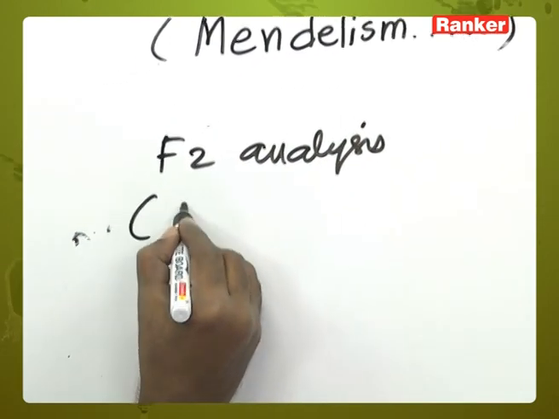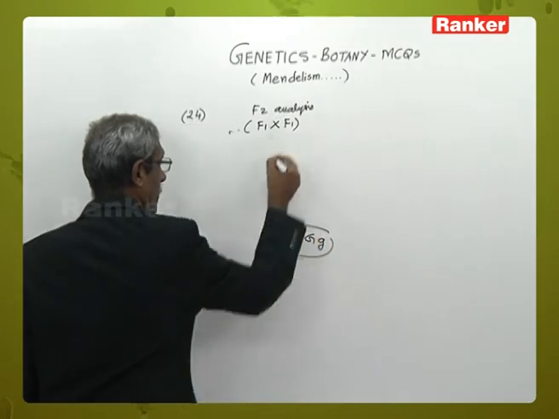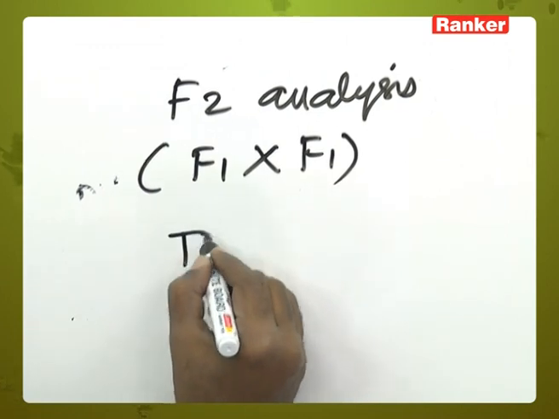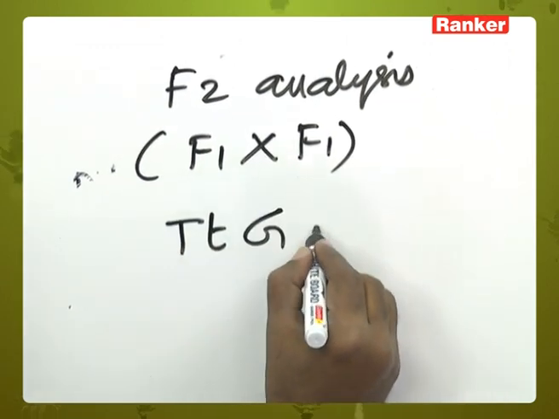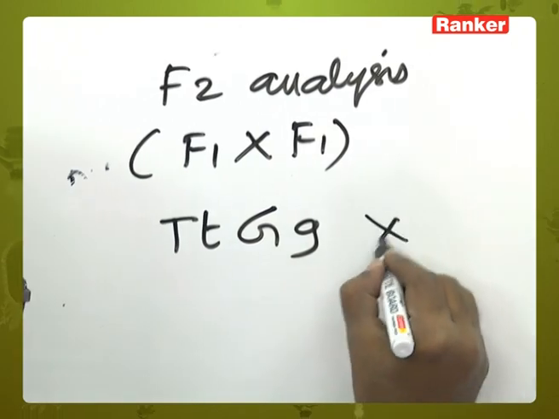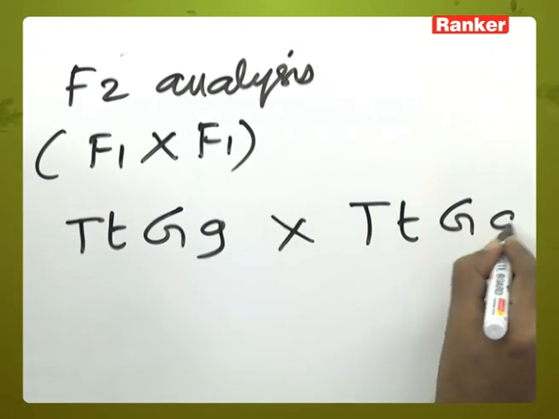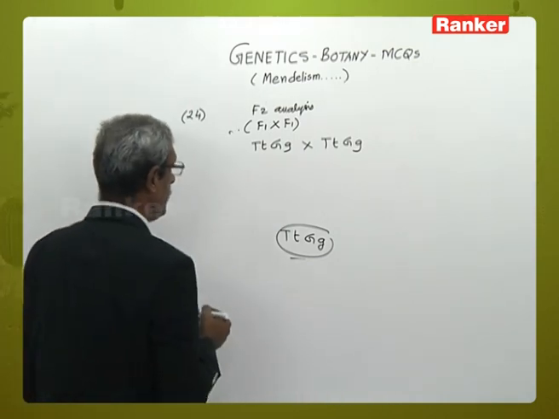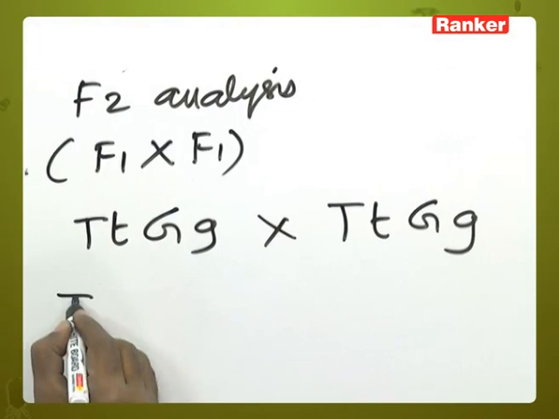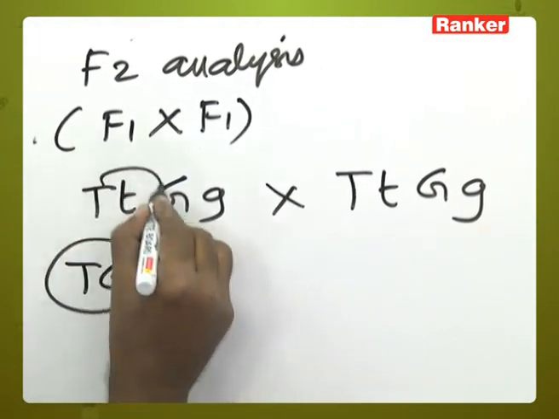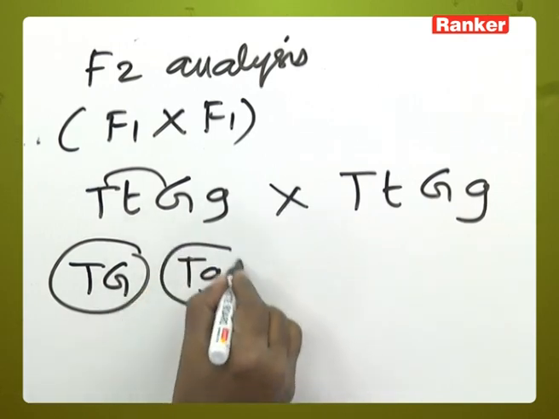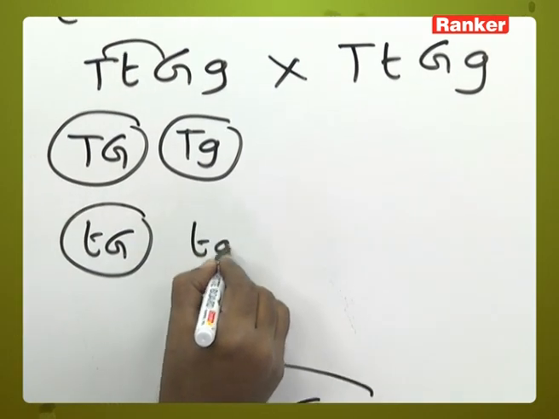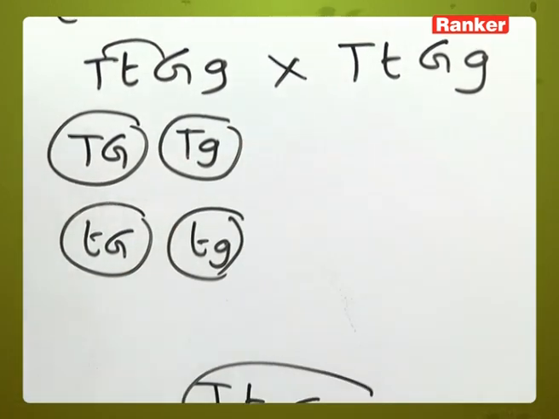In F2 analysis, we are taking an F1 and crossing with an F1. So thereby we have capital T, small t, capital G, small g, into a capital T, small t, capital G and a small g. And it is asked how many are short here. So the probability is, here you got a capital T G, you got a capital T and a small g, and again you got a small t and a capital G, and again you got a small t and a small g. You got 4 gametes on either side.